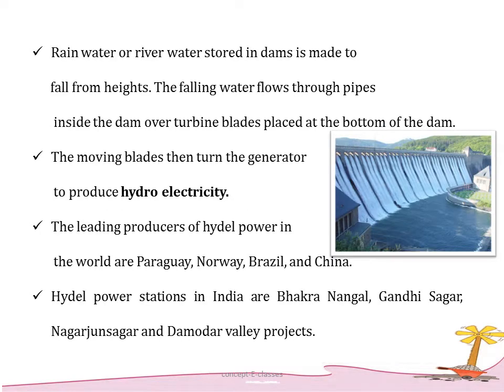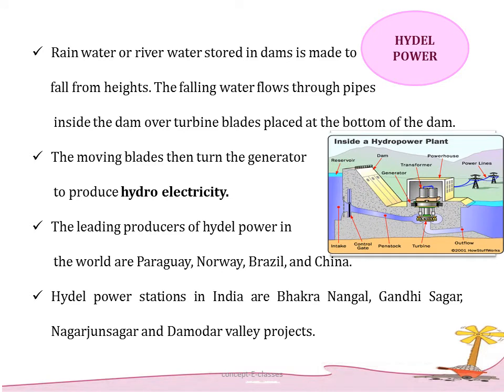The next conventional source of energy that we are going to study is tidal power. Now, the rainwater or the river water stored in dams is made to fall from heights, and this falling water flows through the pipes inside the dam over the turbine blades placed at the bottom of the dam. These moving blades then turn the generator to produce electricity, and this electricity is called hydroelectricity.